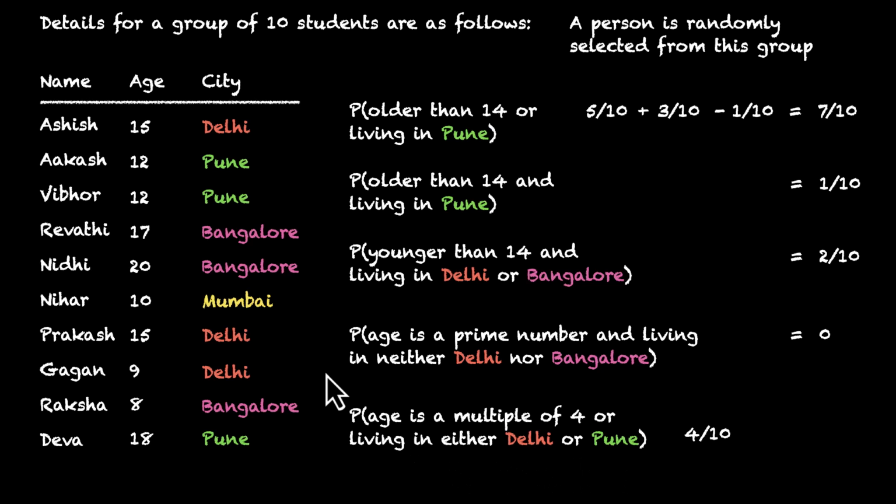They're living in either Delhi or Pune, that's 6. So that's plus 6 by 10, minus the probability of both of these events happening, probability of A intersection B. So figure out the ones that are in Delhi or Pune and their age is a multiple of 4. So Akash and Vibhor, they're in Pune, their age is also a multiple of 4. So these two come under intersection. Then we have Prakash 15, Gagan 9, they don't work. Deva 18, this also doesn't work. So we have minus 2 by 10. This is the probability of intersection. So probability of A union B, that's probability of A plus B minus A intersection B. 4 plus 6, 10, minus 2, that's going to be 8 by 10. That's exactly what we had.